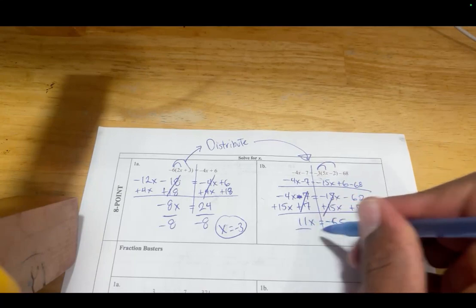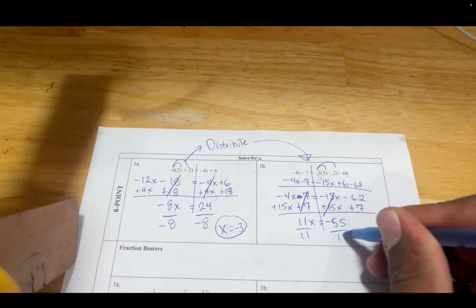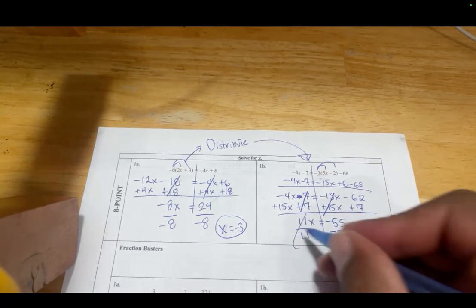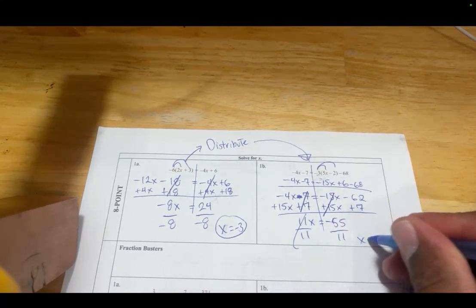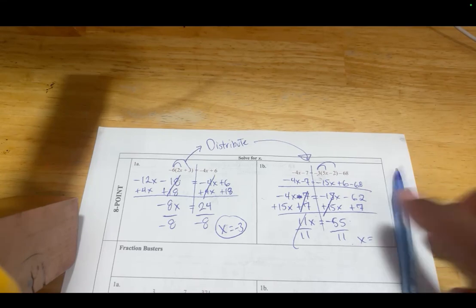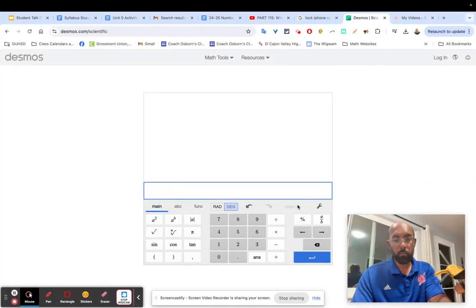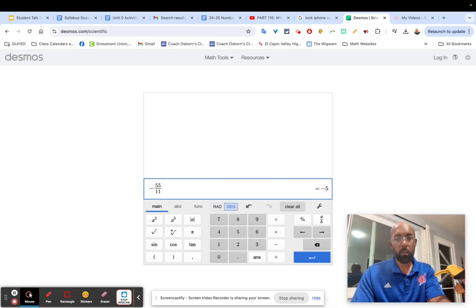Okay, now we divide both sides by 11. That cancels, or it doesn't cancel, it becomes a 1. So now that's negative 55 divided by 11. And that's negative 5.